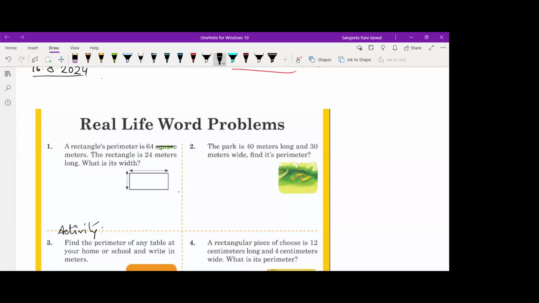Okay. Tell me, Trilokya, what is the first statement? Ma'am, the first statement is the rectangle's perimeter is 64 meters. Very good. The next statement. Rectangle's length is 24 meters. Great. Very good. And then, rectangle's breadth is equal to... how will you find out the breadth?